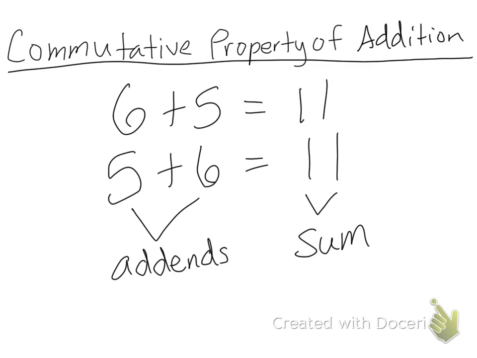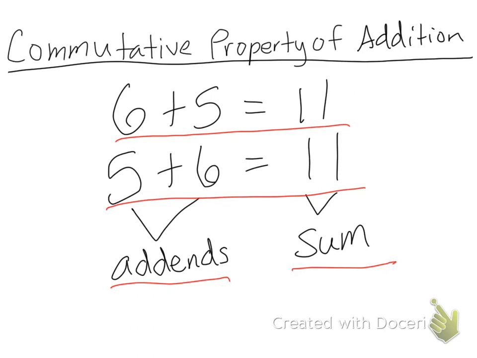So numbers that are added are called addends. The answer to an addition problem is called the sum. And we can add numbers in any order to find their sum. For example, 6 plus 5 equals 11 and 5 plus 6 equals 11. We call this the commutative property of addition.